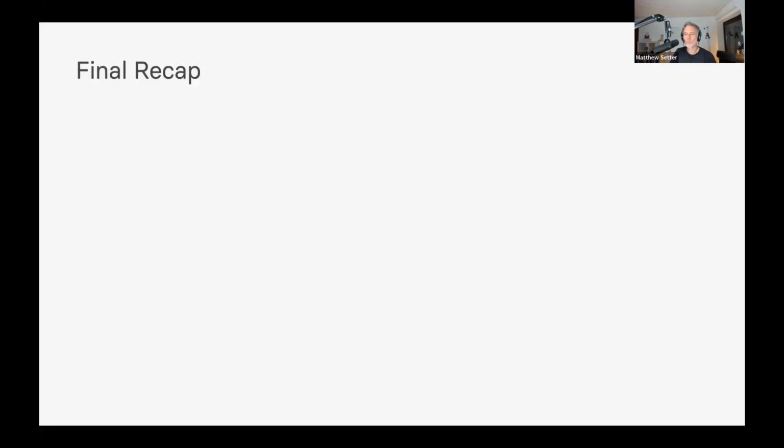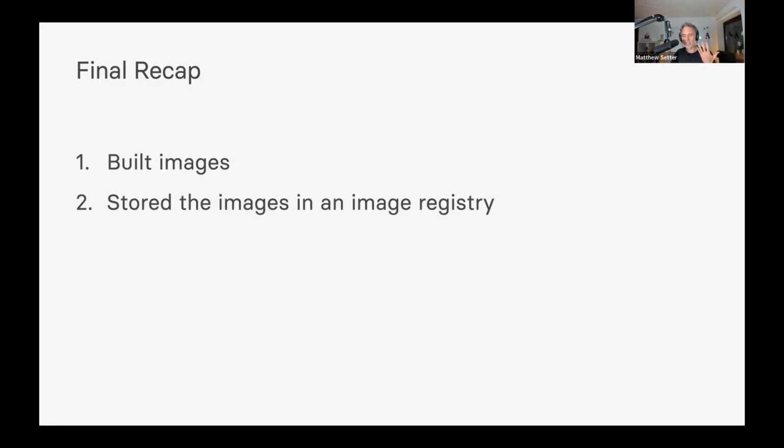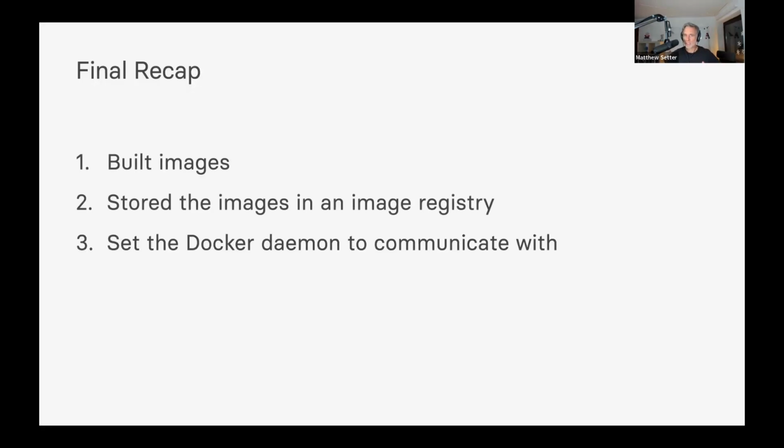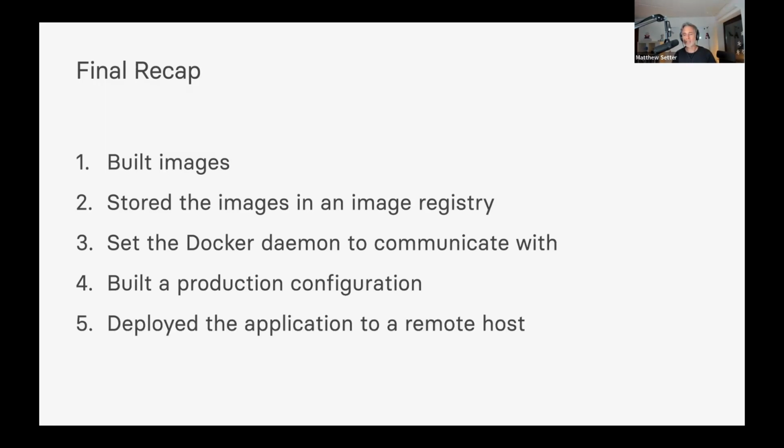So what did we cover in this second part? How to build application images, how to push or store them in remote accessible image registries, how to tell the Docker client which daemon to communicate with, how to build a production configuration, and how to deploy the application to a remote host, production, staging, testing, whatever. While there were many new things to learn about, at this point, you're now ready to deploy an application to any environment of your choosing while staying within the Docker ecosystem.